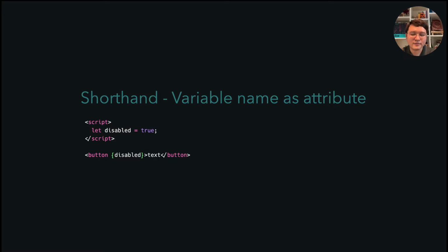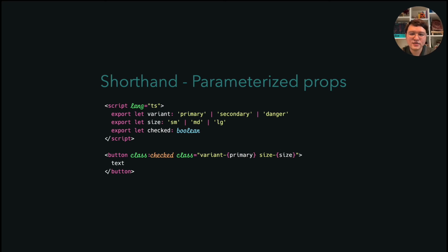Svelte also helps us with this by offering some nice shorthands, like in this case, a variable name as attribute can be passed in with curly braces. Svelte also supports curly braces when trying to pass in this variable as class name, and it can parse the boolean here to know which class we want to attach to this element, which is very nice.